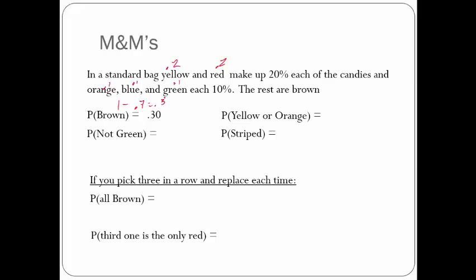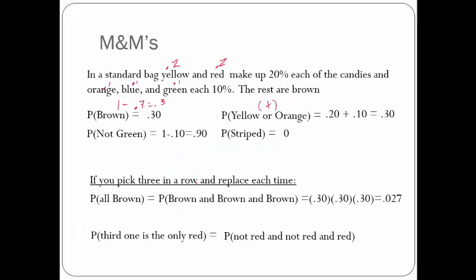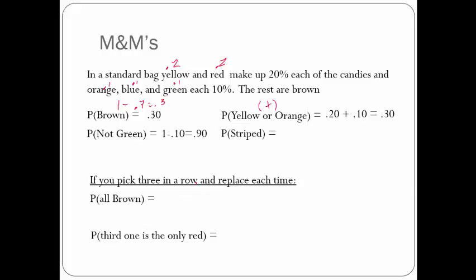Yellow or orange. So the word or pretty much always tells you to add. If you see the word or, it's saying add. If you see the word and, it means multiply. Or means to add. So yellow plus orange, 30%. Not green. So if 10% of them are green, 1 minus 10% is 90. And then striped, there are no stripes, so there's 0.